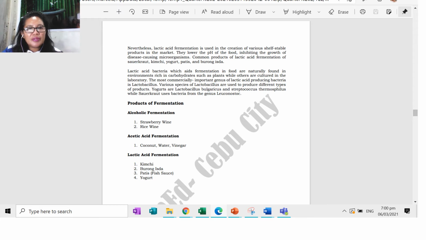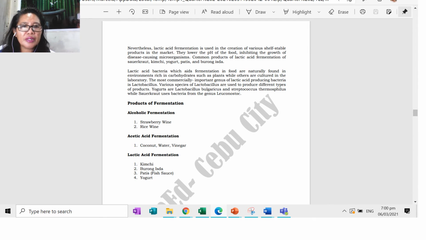Nevertheless, lactic acid fermentation is used in the creation of various shelf-stable products in the market. They lower the pH of the food, inhibiting the growth of disease-causing microorganisms. Common products of lactic acid fermentation are sauerkraut, kimchi, yogurt, patis, and burong isda.